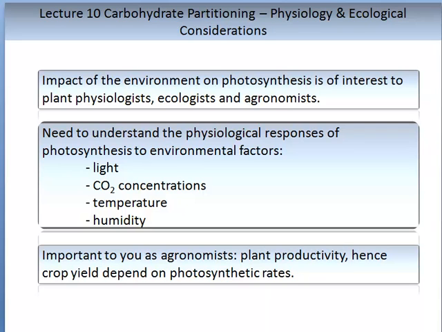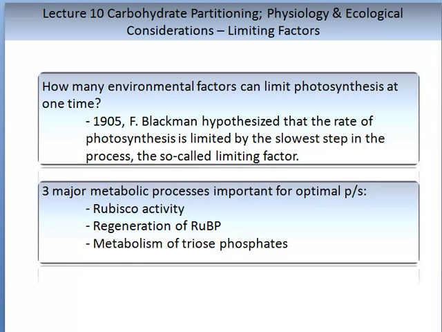Important to you as either an agronomist, a viticulturist, or a plant physiologist, plant productivity is based on crop yields, which in turn is very dependent on photosynthetic rates. A limiting factor is a factor or condition that either temporarily or permanently impedes photosynthesis. In 1905, it was Blackman who hypothesized that the rate of photosynthesis is limited by the slowest step in the process, and he termed this the limiting factor.